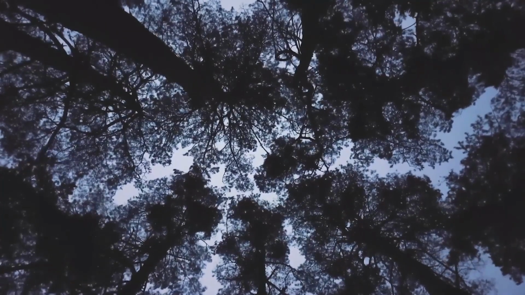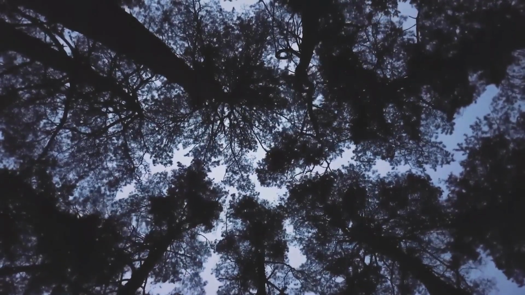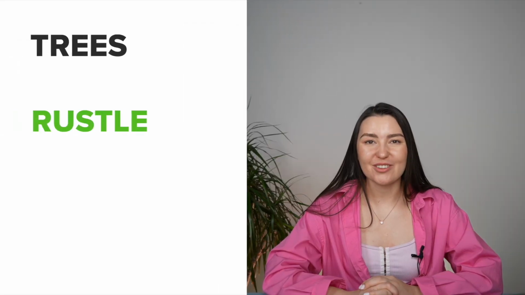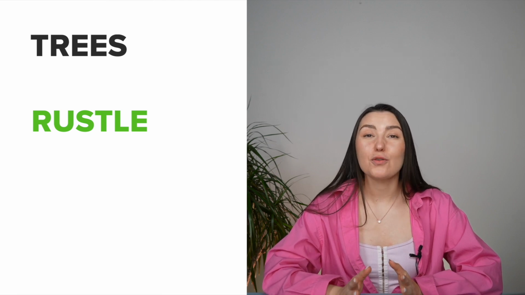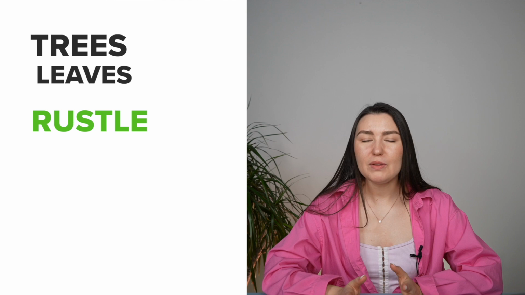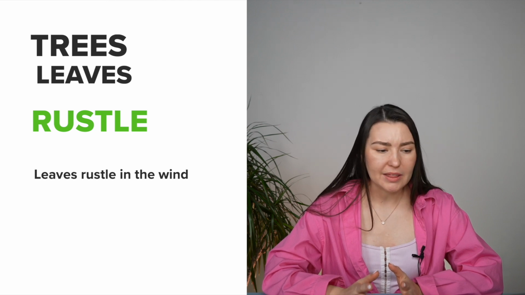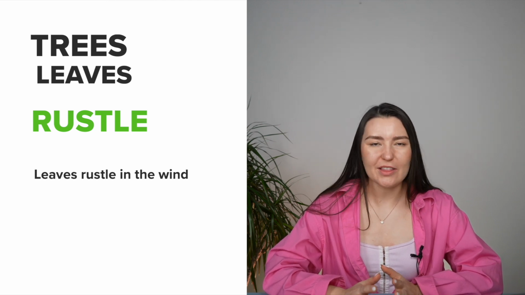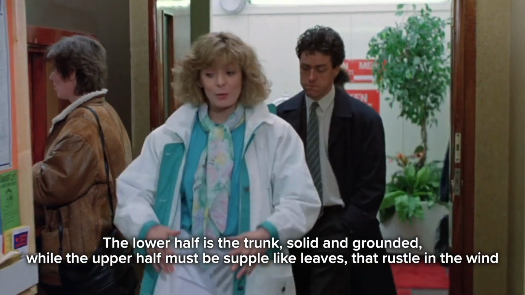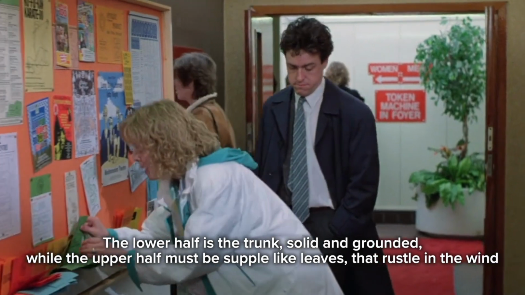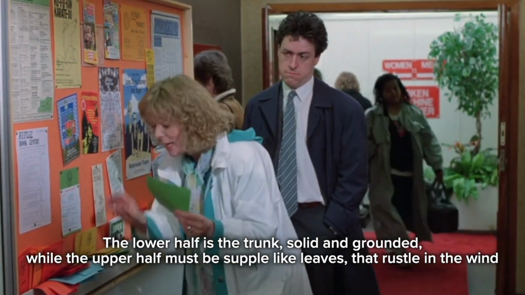If you are in a park or in a forest and it's a windy day, then you might hear trees rustle. That is right, we use the verb to rustle. The same thing for tree leaves. You could say, leaves rustle in the wind. The lower half is the trunk, solid and grounded, while the upper half must be supple like leaves that rustle in the wind. But for leaves, you could also use the verb to crunch.